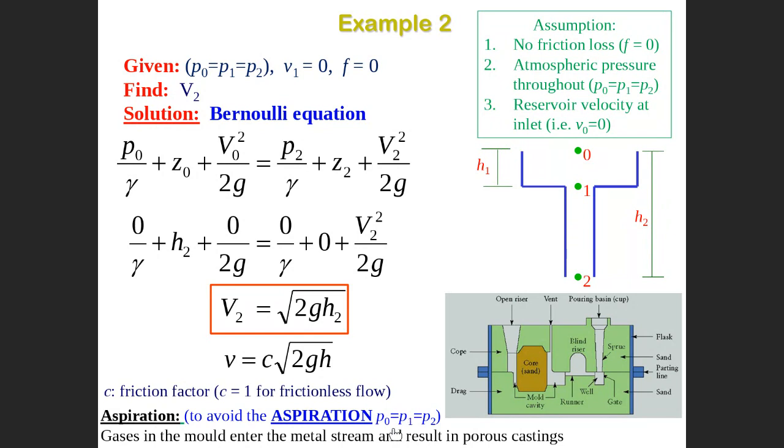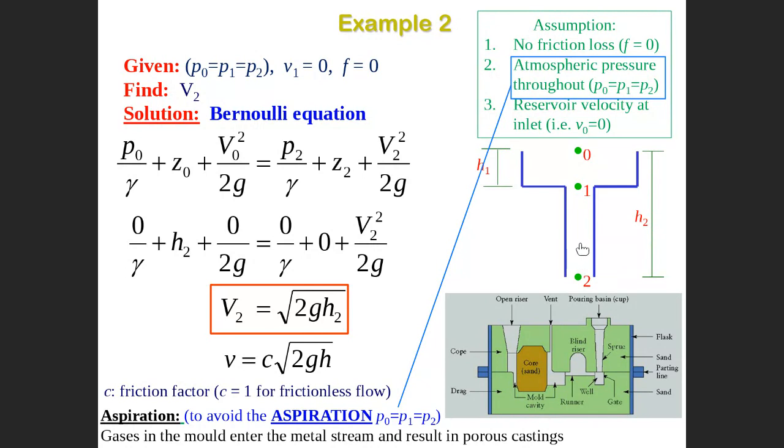P1 should equal P2 equal P0, meaning the pressure must be the atmospheric pressure throughout. So to avoid aspiration, we need atmospheric pressure throughout. Atmospheric pressure throughout means the pressure here equals the pressure here equals the pressure here equals atmospheric pressure, 0.